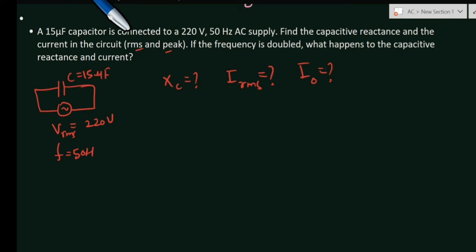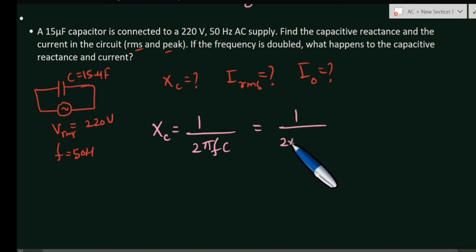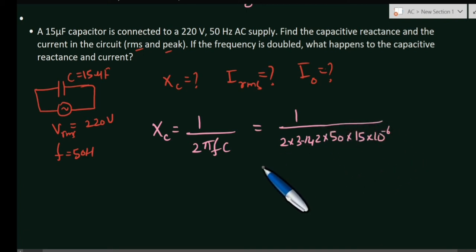So now, we have XC is equal to 1 divided by 2 pi F into C. So that is equal to 1 divided by 2 into 3.142, F value is 50 and C value is given, that is 15 microfarad. So if you calculate this, the value comes out to be 212.31 ohm, and this is the value of XC.